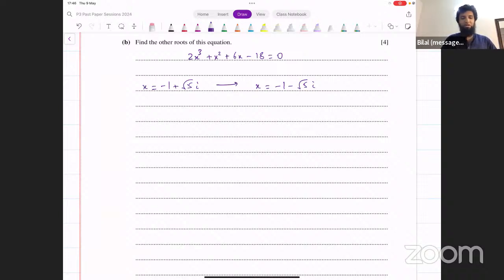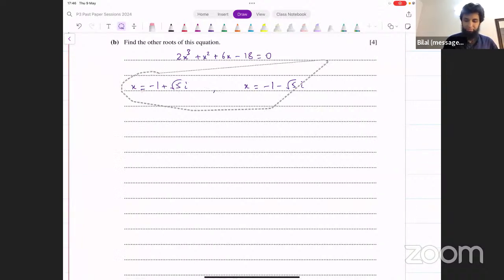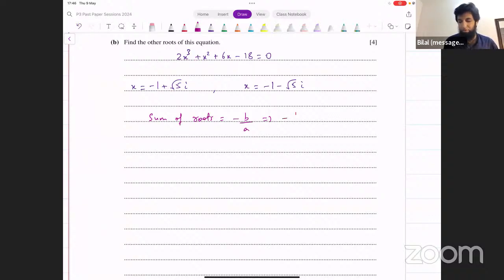Now, we also need to find the third solution. The easiest way of doing that is using the sum of roots formula. What does it look like? Sum of roots is given by minus b over a, right? That's the sum of roots formula that you've got. Minus b, that's b is the coefficient of the second term, that's minus 1, divided by a, which is 2. This is the sum of roots for this polynomial.